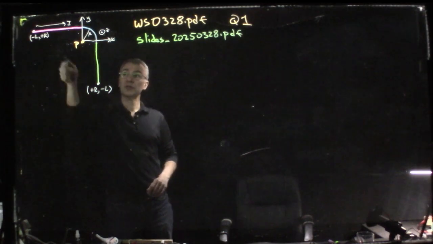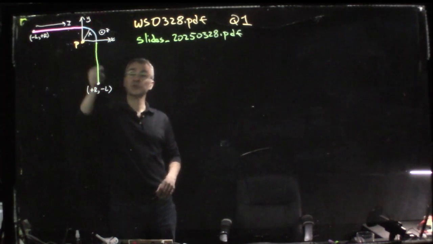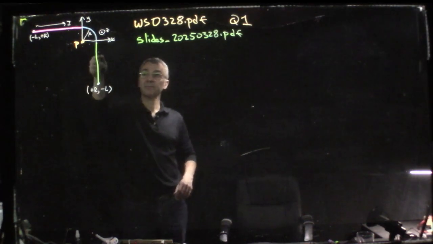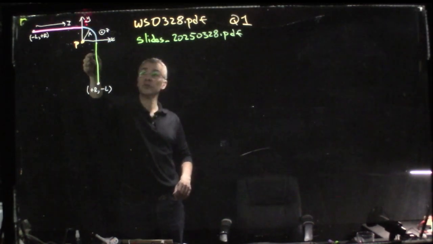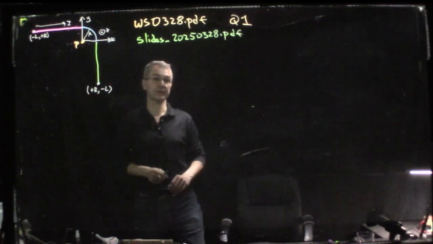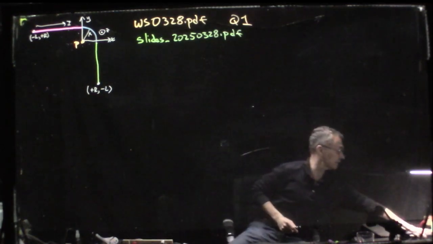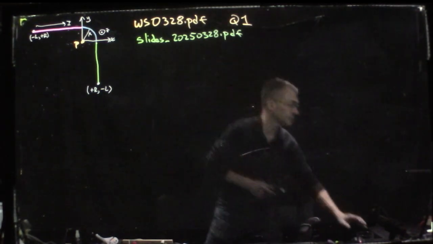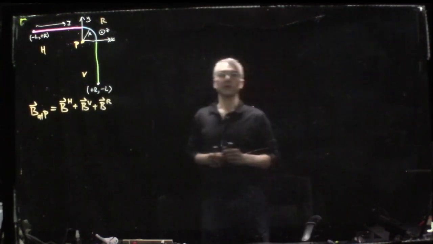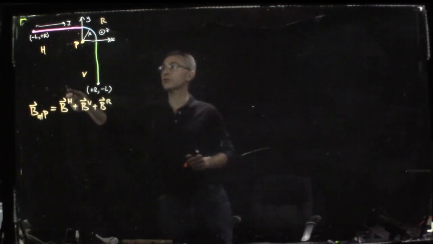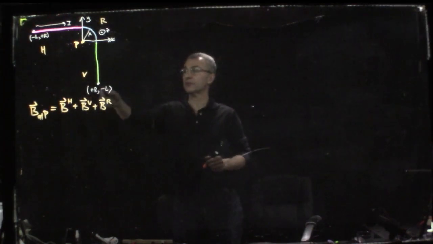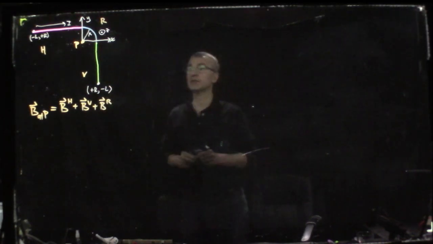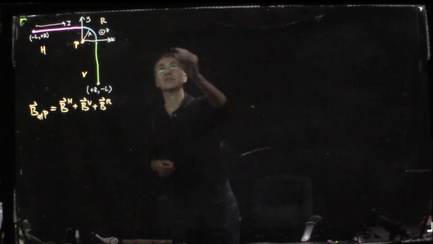So let's go 1, 2, 3. We'll evaluate the horizontal segment's contribution to the magnetic field at P, and then the vertical segment, and then finally the curved segment. Okay, so horizontal segment, I'll call that contribution H. Vertical segment, I'll call that contribution V. And then the curved segment, somehow I'll call it R, or radius.